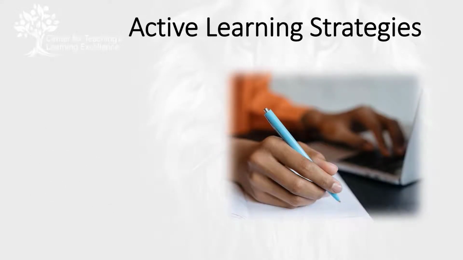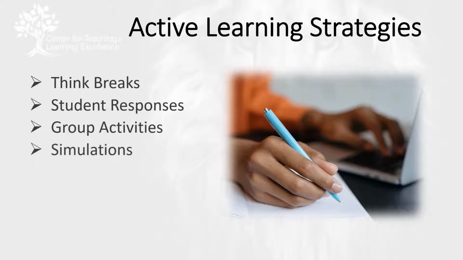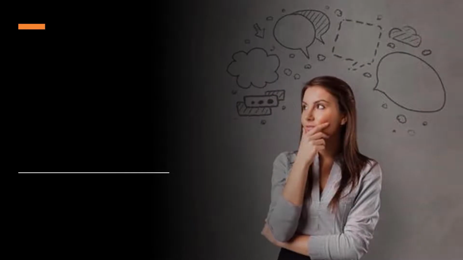Now let's take a look at 4 different types of active learning strategies: think breaks, student responses, group activities, and simulations. Think breaks are times in your lesson when you pause and have the students think about something. You can have them think about it by themselves, with a partner, or a group. Let's take a look at 3 think break examples.